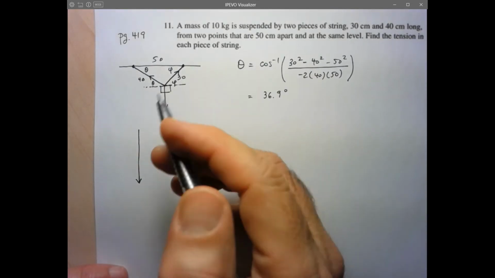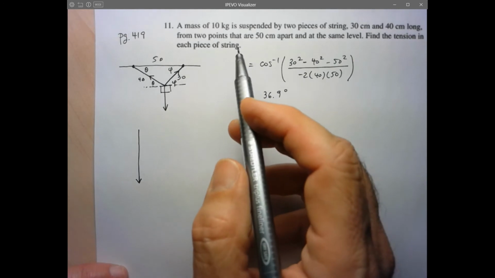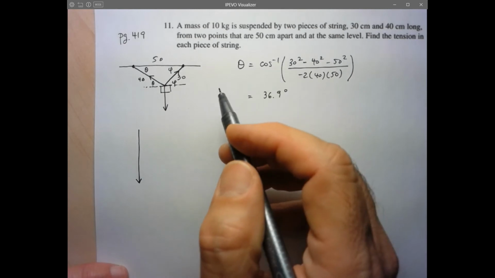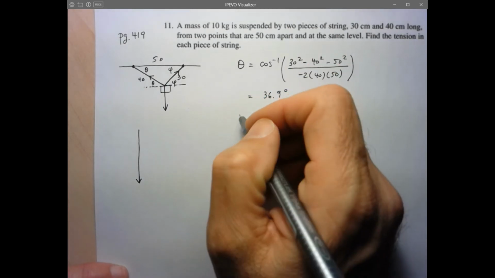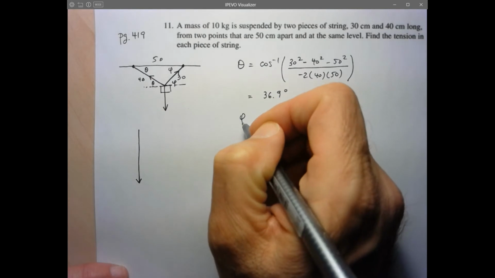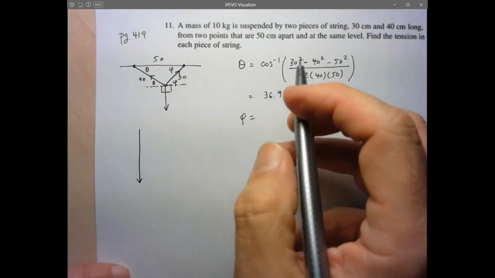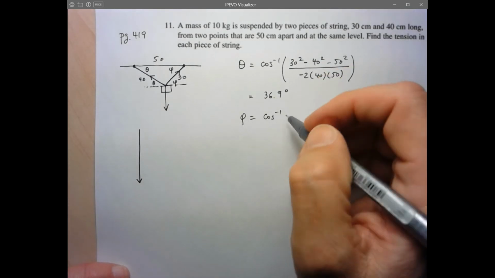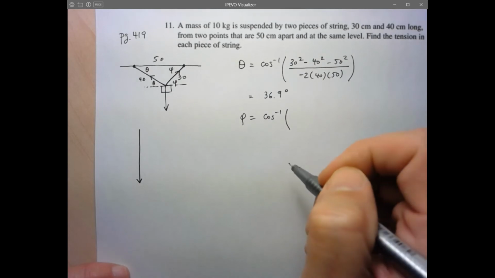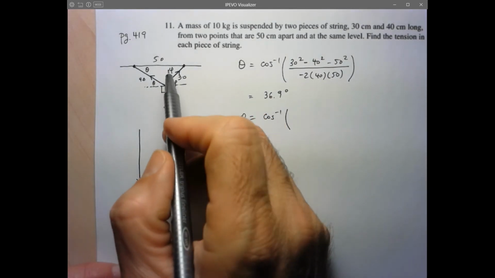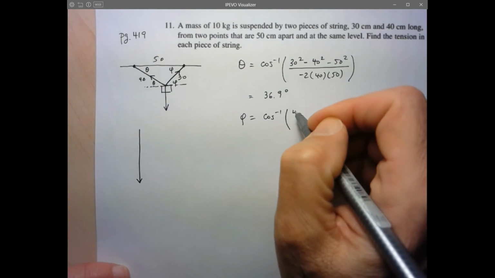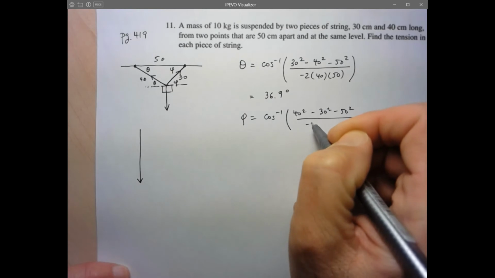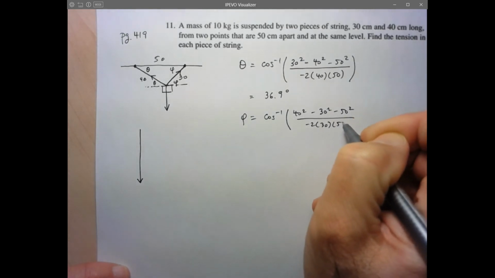Again, anytime I'm working with one angle and two side lengths, I try to avoid having to think about whether the ambiguous case of the sine law even applies. Since I know the cosine law so well, I just go ahead and use the cosine law. Now, if you know two of the angles already in the triangle, then there's no issue with using the sine law. Here now I'm looking for phi. Its opposite side is 40, so it's going to be 40 squared minus 30 squared minus 50 squared, all over negative 2 times 30 times 50.